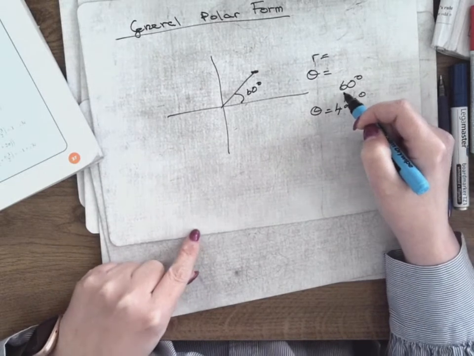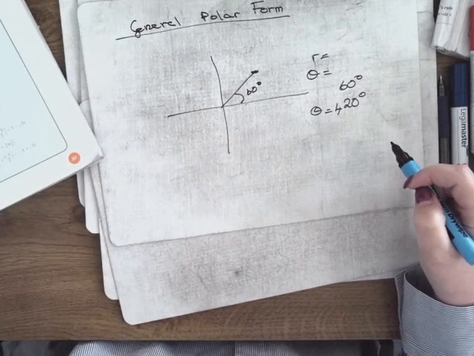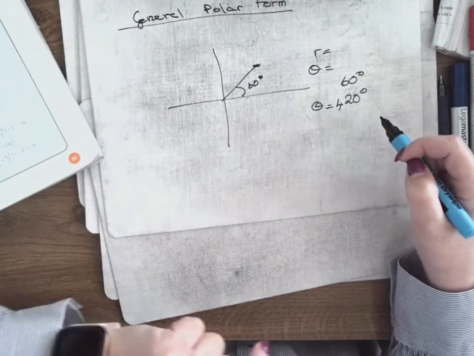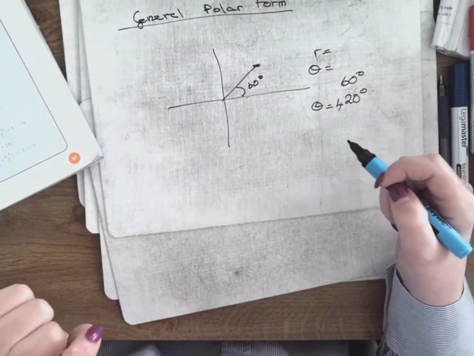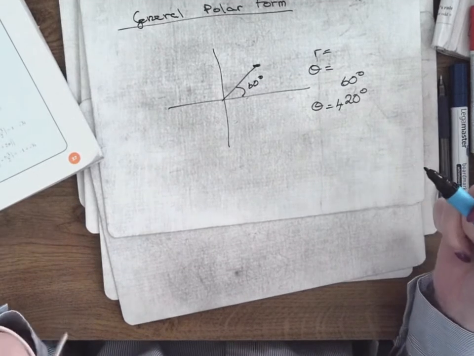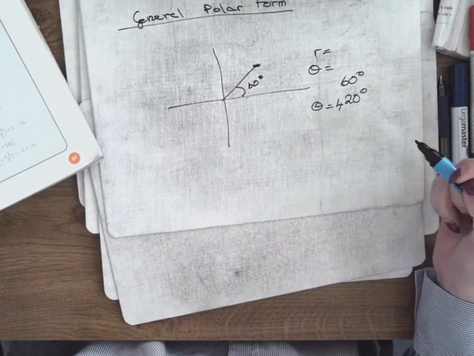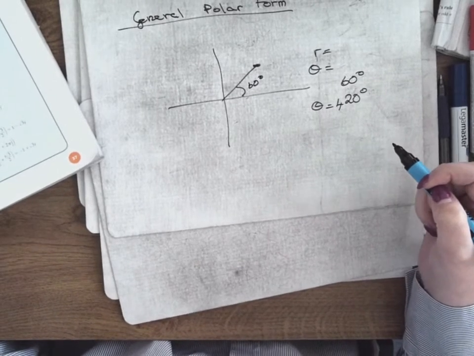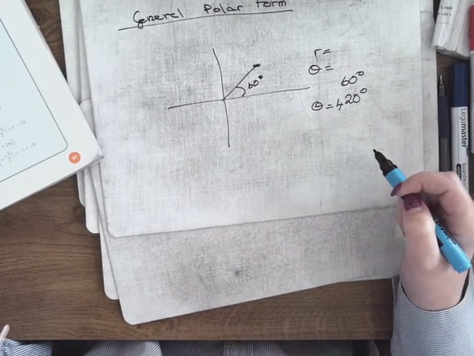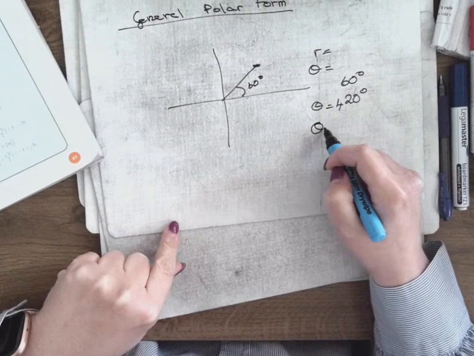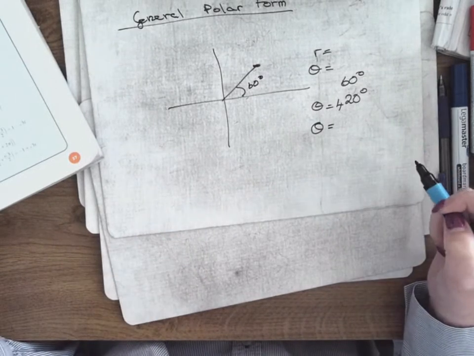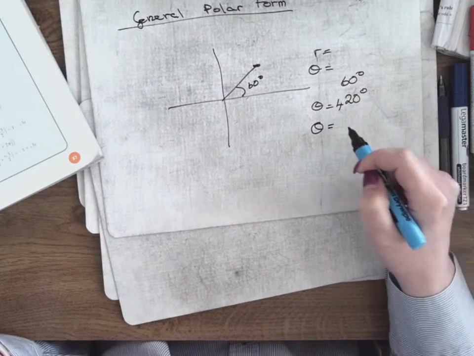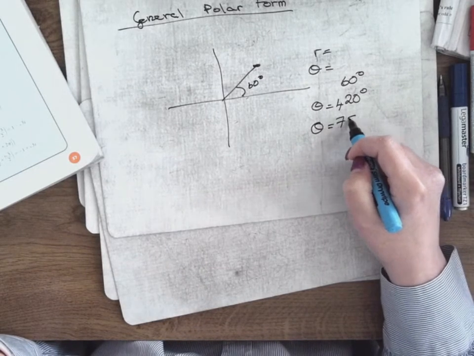So would you agree that the complex number with an argument of 60 degrees is actually the exact same as the complex number with an argument of 420 degrees? Agreed? What would be another complex number that would be in the exact same position but has a different argument? What would the argument be? 780 degrees.